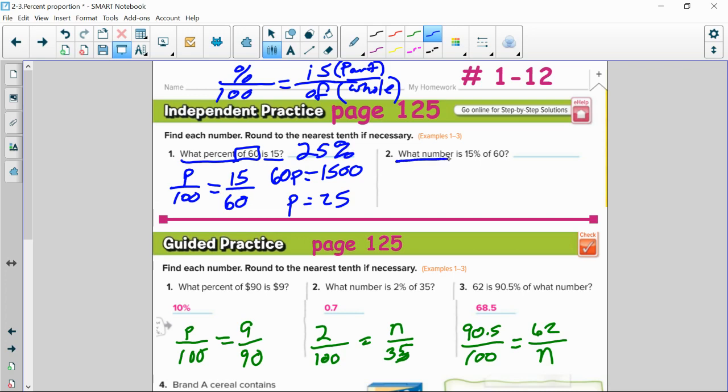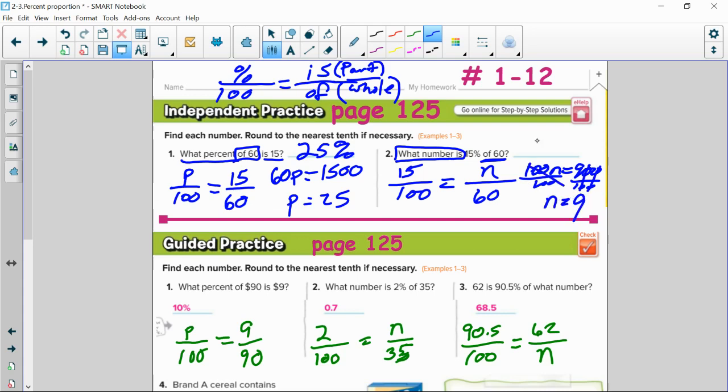Okay, so now this one is asking what number is. So that means I'm missing that number. I have 15% over 100, and my whole is 60. Okay, 60 times my 15 is 900. So 100n equals 900. Divide by your 100. The zeros cancel. N equals 9. So the answer is 9. All right. So that is your homework for today.